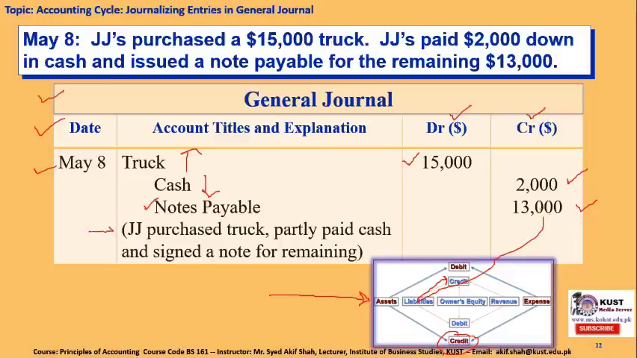The final step is to give a short narration of what actually has happened in the above transaction. The narration states that JJ purchased truck, partly paid cash, like half of the payment has been paid out, which is 2,000, and then signed a note payable for the remaining amount with that party.